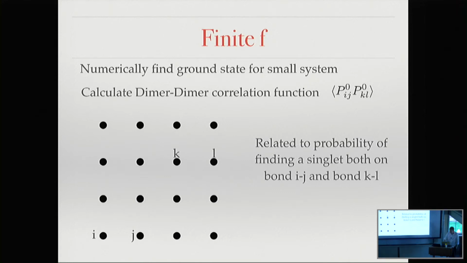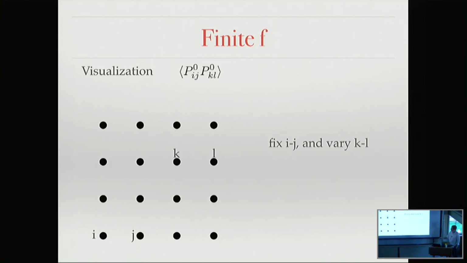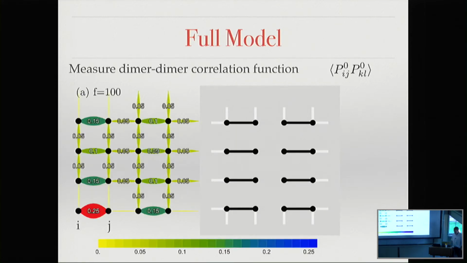And to visualize it, we're going to fix one set of bonds and change the others. So I'm going to draw little pictures where between every pair of sites, I'm going to draw some colored thing, which represents the correlator between this pair of sites and that pair of sites. Is that cool? All right, so we'll start with a large F, because I understand what's supposed to happen in large F. I don't know any F equals 100 atoms either.